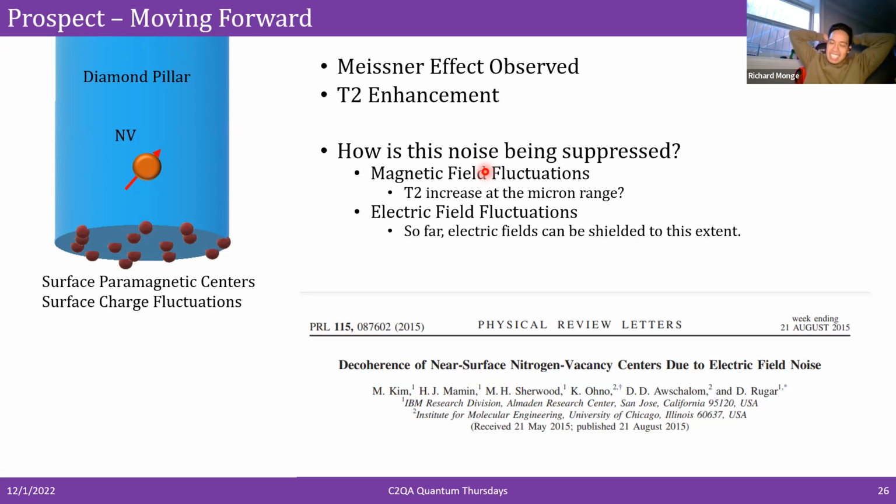There's also work in the past that has contributed to this insight, where Daniel Rugar's group from IBM in 2015 concluded that the main source of noise for near surface NV centers is electric fields. They used oil to increase the dielectric constant near the surface, and they observed an increase in the T2, and they concluded the main source of noise is the electric field.